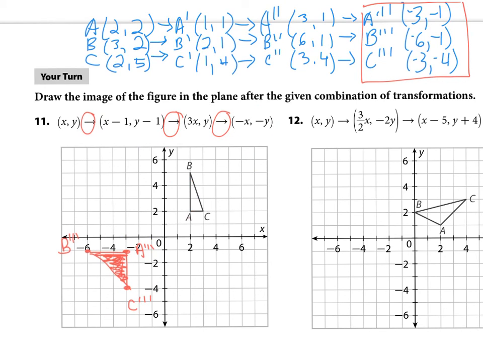So that's it, you guys, for your turn number 11. For number 12, looks like you only have 2 transformations, so it won't take you as long. But do make that list of points like we did so that you can kind of follow stage by stage. Okay? Good luck!